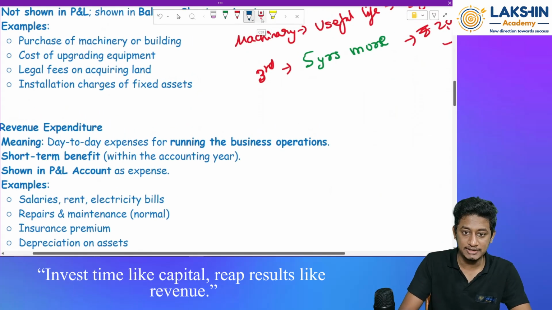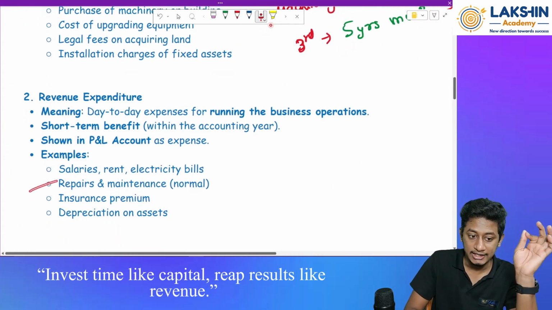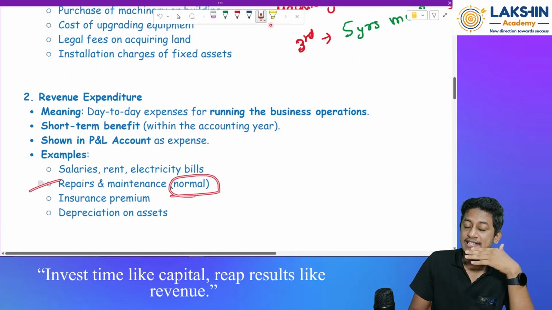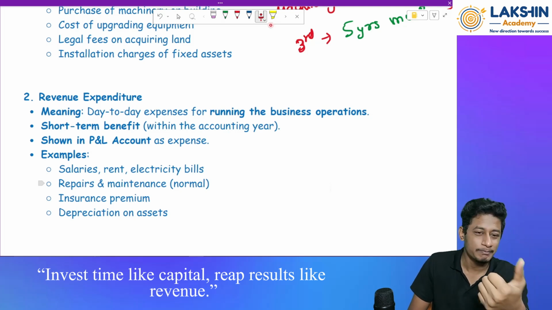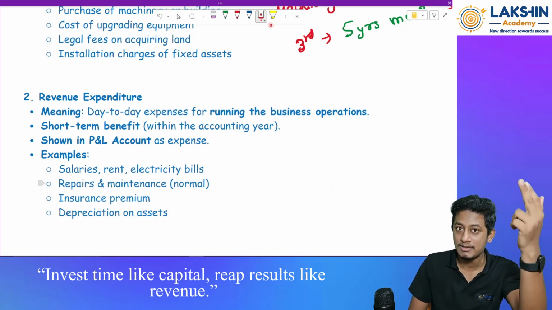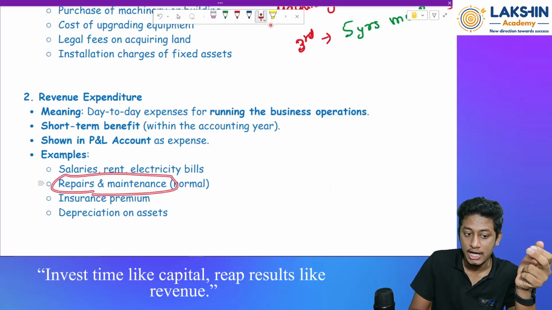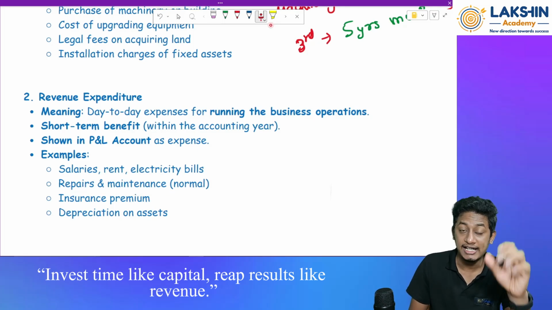So some examples. I told you salary, rent, and electricity. Then repairs and maintenance. Normal. See, if you have a bike, you need to give it to service, right? Yearly twice or thrice you will give it to service. Brake got loose, oil has to be changed, tire has to be changed. So there are some reasons which you might give it for repairs or maintenance, right? So this will be a recurring expense, and it will give you a short term benefit.